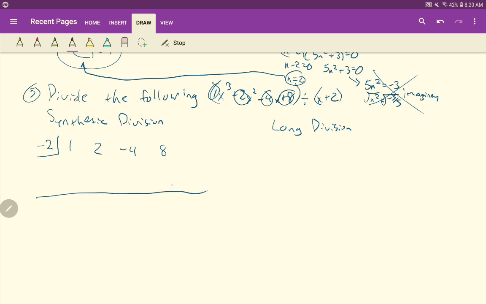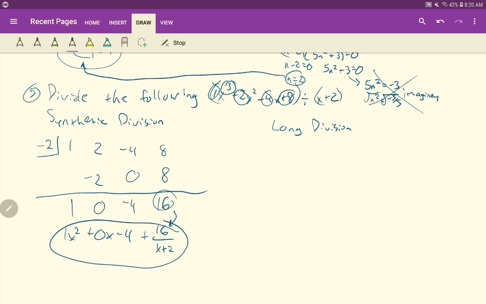Okay, and then we will drop the 1 down, negative 2, 0, 0, negative 4, 8, 16. So you can see here that it didn't divide evenly, but our purpose was to divide. So what is the result for this answer? Well, we started with a cubic, so our answer here will be 1x squared plus 0x minus 4 plus 16 over that x plus 2 that we still divide by. That's our remainder, remember, so the remainder goes right there like that, and there's our answer.